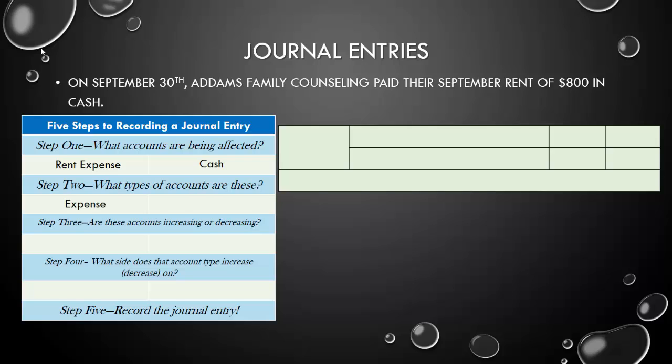Rent expense, obviously, is an expense account. Cash is an asset. Are these accounts increasing or decreasing? Well, rent expense tracks how much rent we paid during the period. And since we just paid our rent, it has to be going up. And our cash has to be going down because we just paid our rent. Expenses increase with a debit. Assets decrease with a credit. So the September 30th entry for Adams Family Counseling's payment of rent is going to be a debit to rent expense, $800. Credit to cash for $800. We paid our September rent.